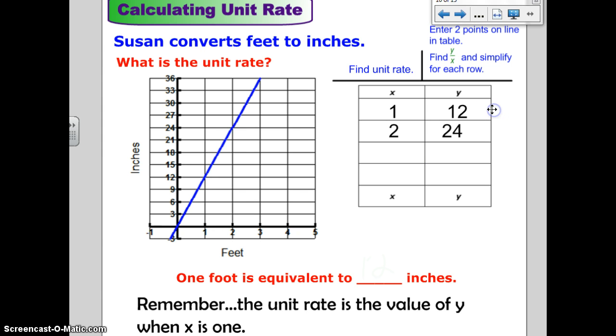As we calculate the y divided by x for each row, we can see that the unit rate is going to be 12. Also keep in mind that the unit rate is the value of y when x is 1. As we were looking at our graph, we can see on the graph that when x is 1, y is 12. So really we didn't need to complete our table, but it does help just to make sure we're doing it correctly.